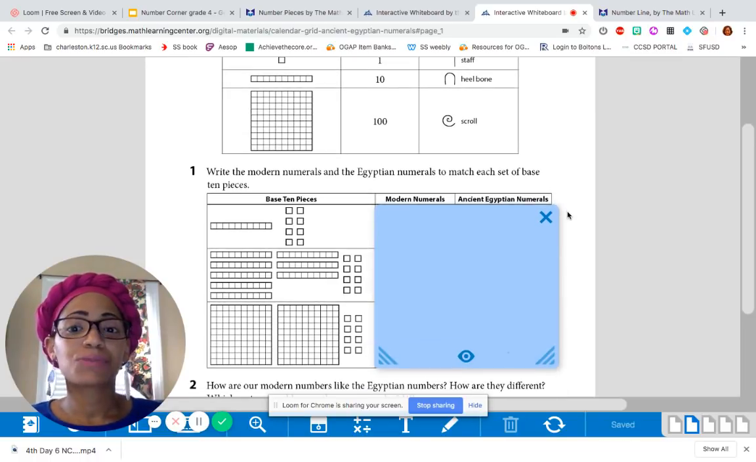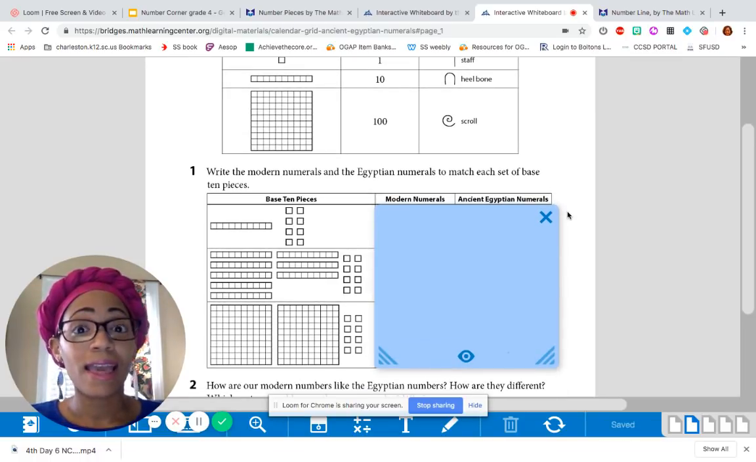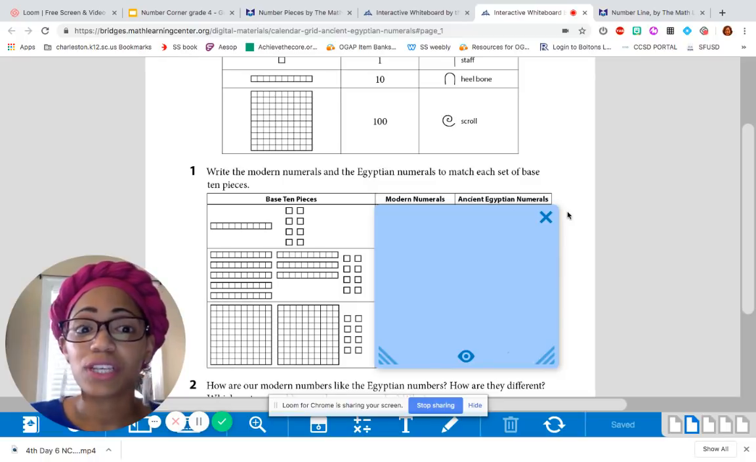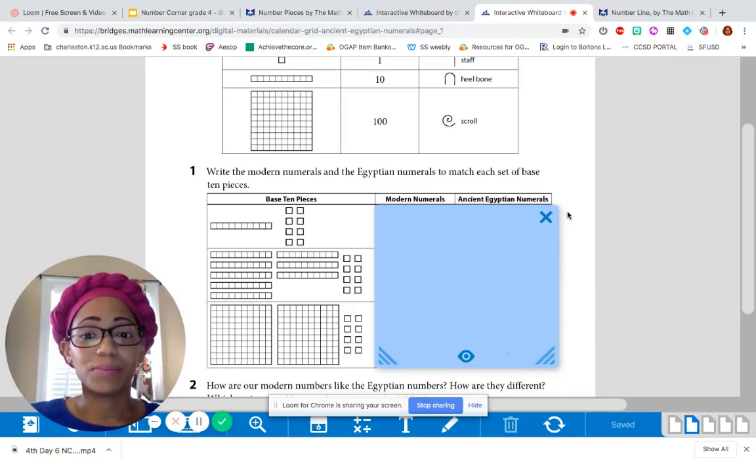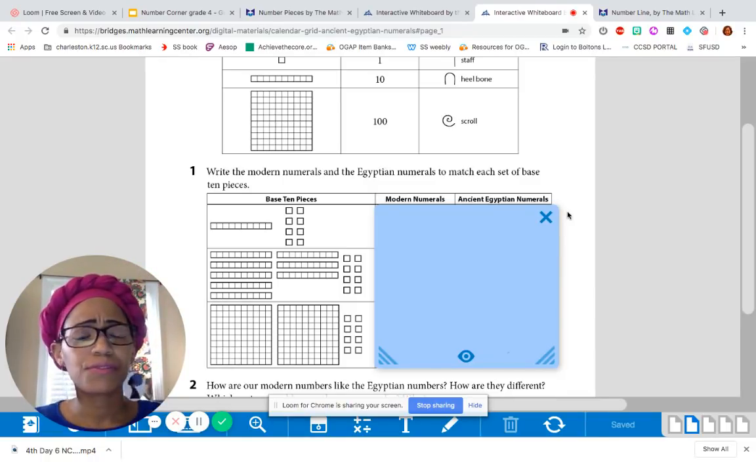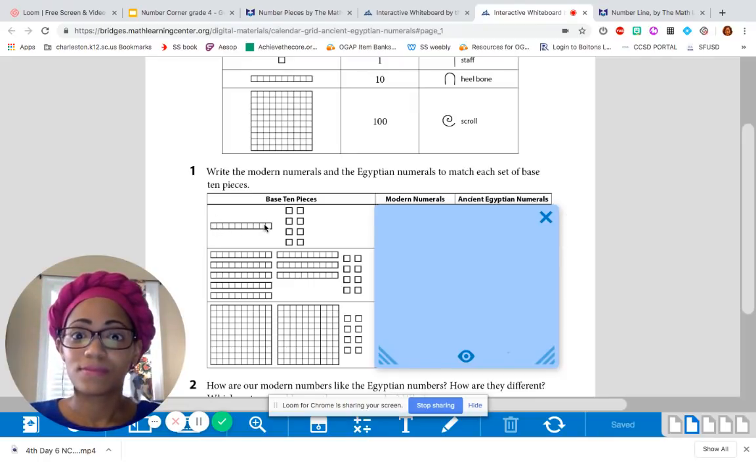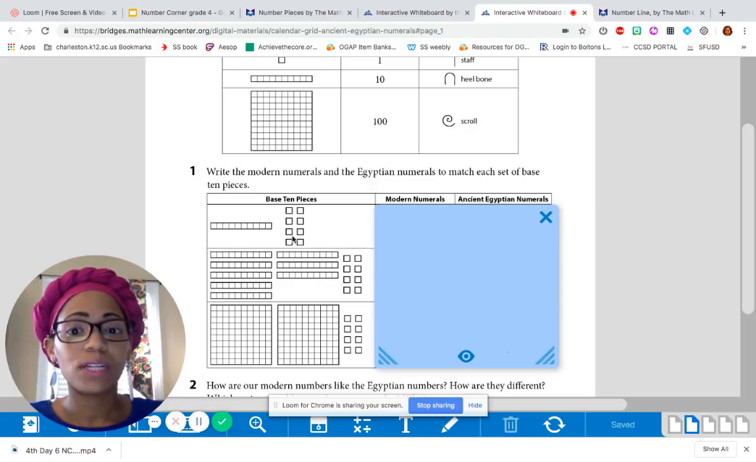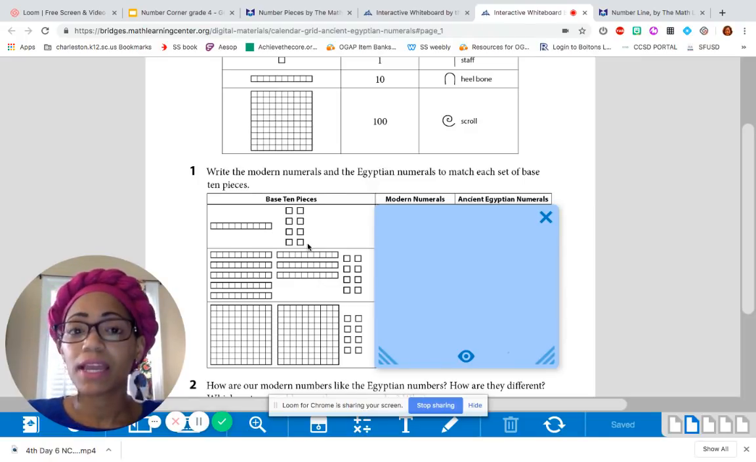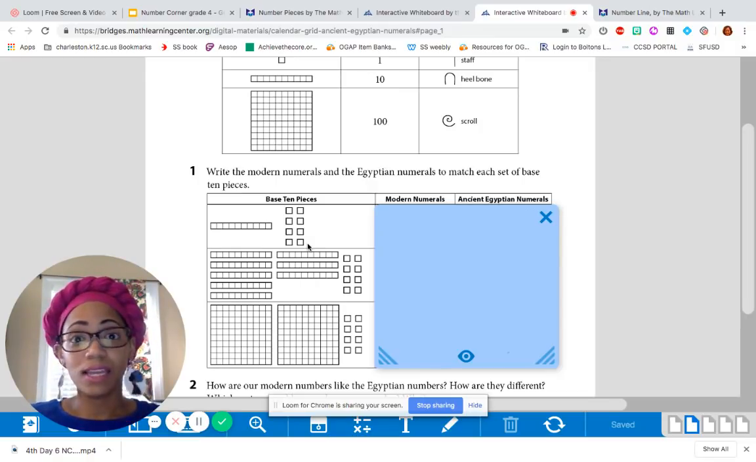So it says write the modern numerals and the Egyptian numerals to match each set of base 10 pieces. So let's do the first one together. What is this worth? 10. How many ones do we have? 2, 4, 6. Right, 8. So 10 plus 8 is our expression, which is what?